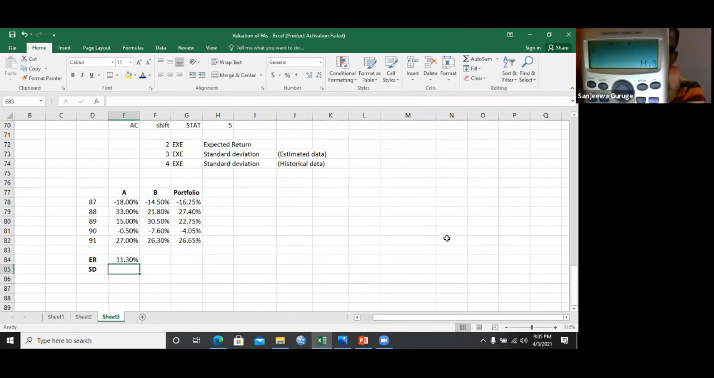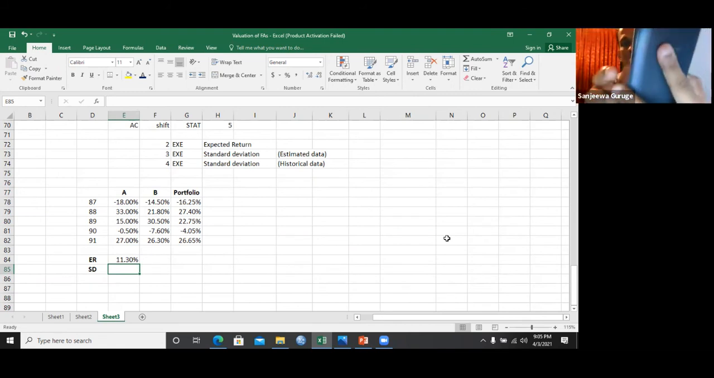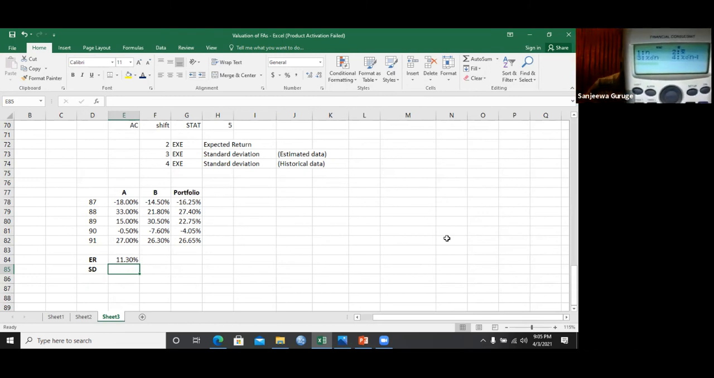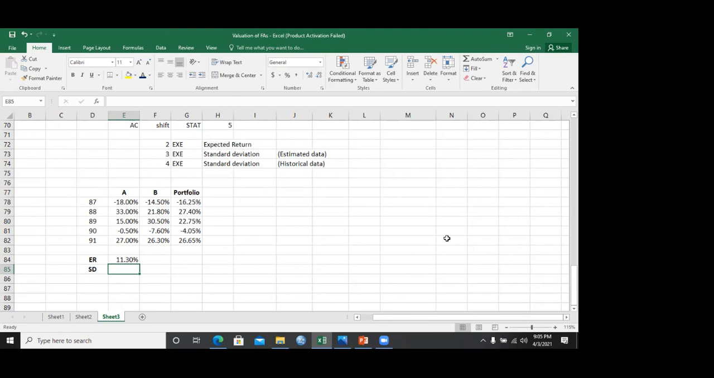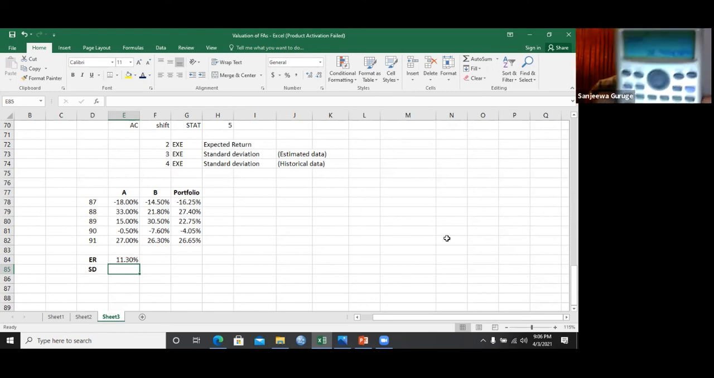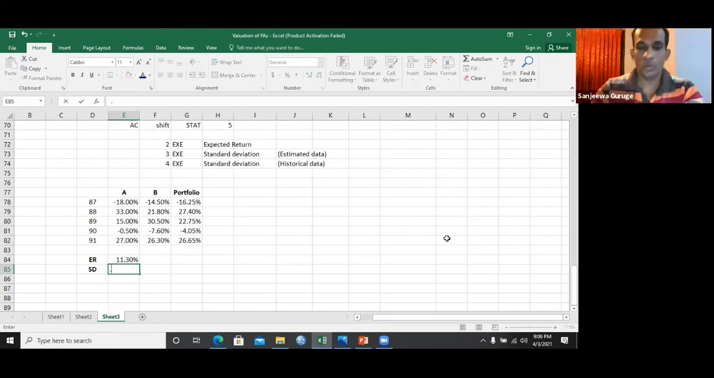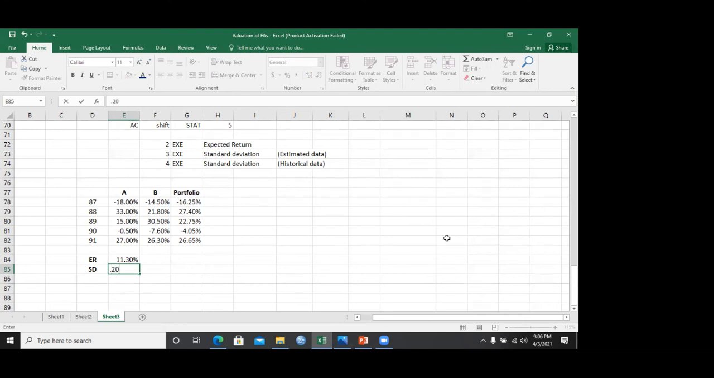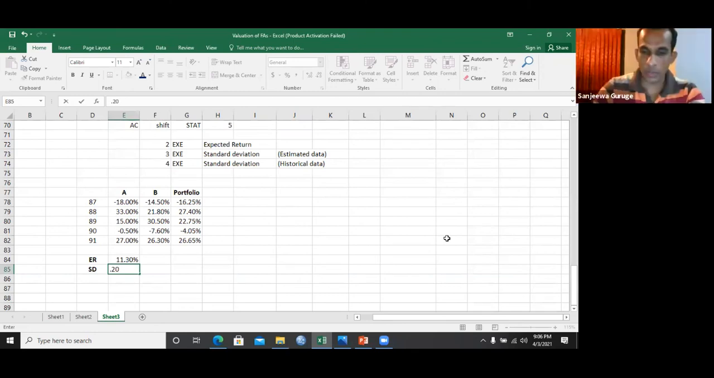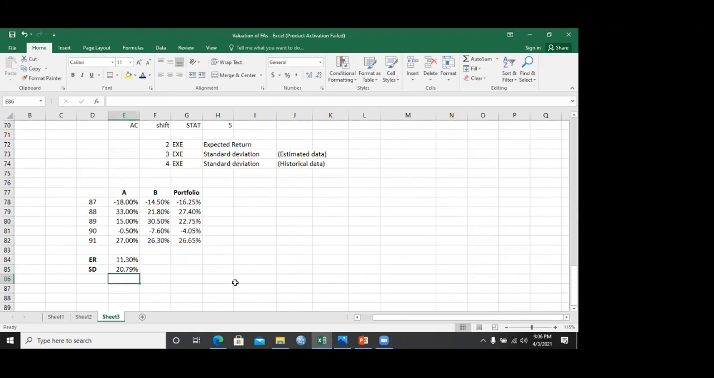So just check the values, whether we have inserted the values properly. The expected return we get is 11.3%. Then we press AC again, shift stat 5. Now to get the standard deviation, what is the number you have to press? 4, right? We press 4 and EXE. What is the standard deviation? 20.789. So that means 20.79.